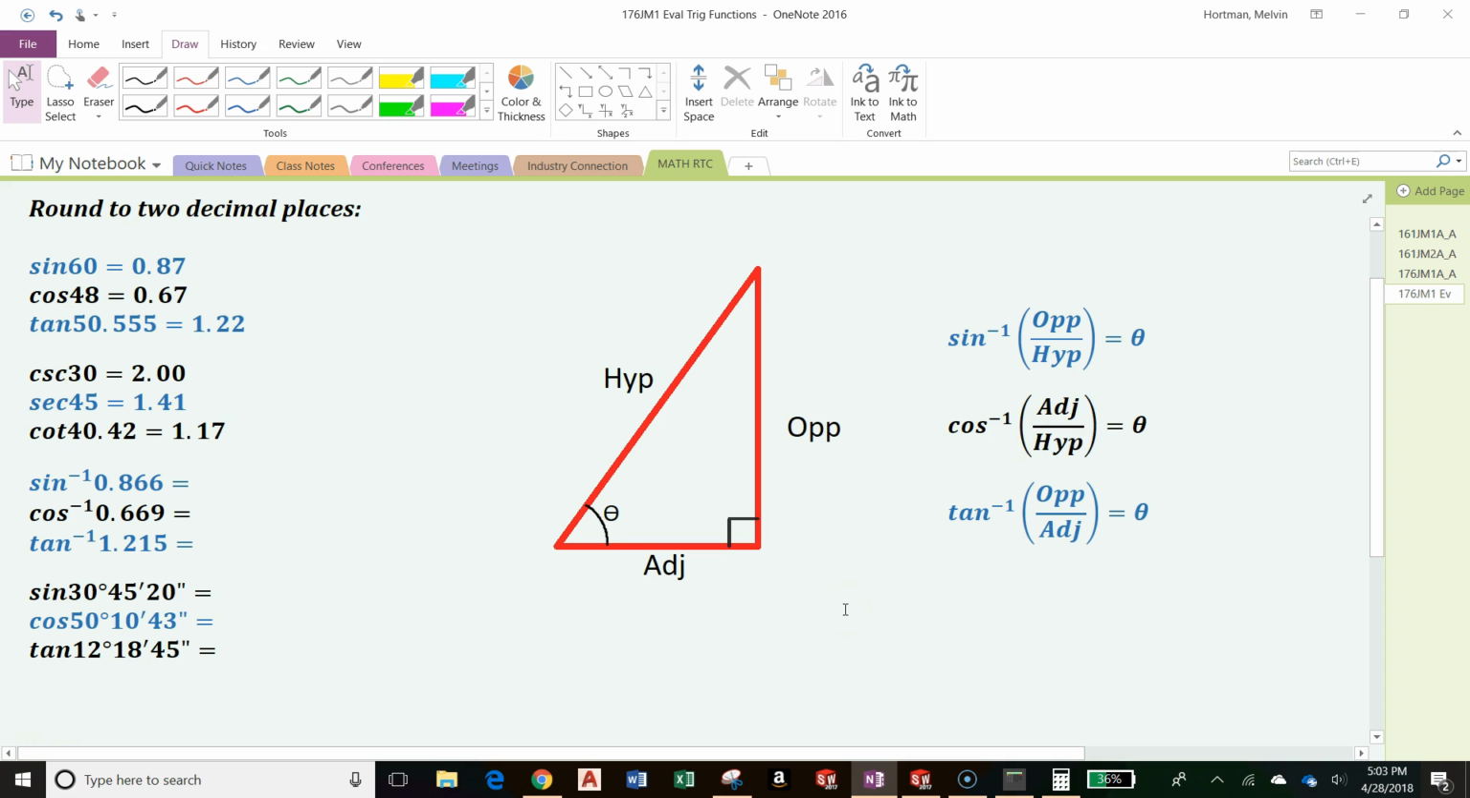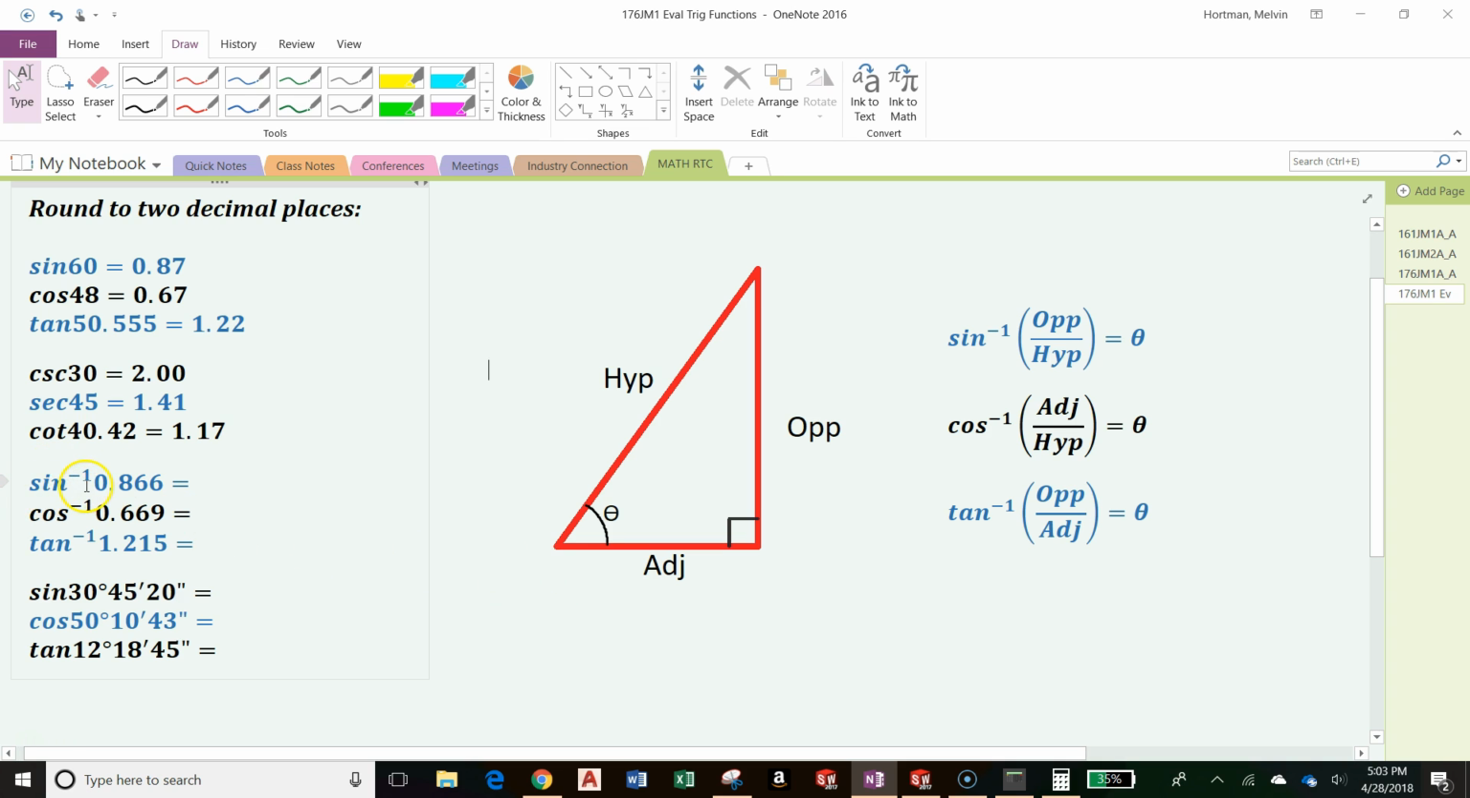Now we're going to explore the inverse trig functions, which allow us to calculate an angle. They allow us to calculate theta given a trigonometric ratio. So if I know the ratio between the opposite side and the hypotenuse side of the triangle, I can calculate an angle. Or if I know the ratio between the adjacent side of a triangle and the hypotenuse side, I can calculate that angle. So let's look at some examples.